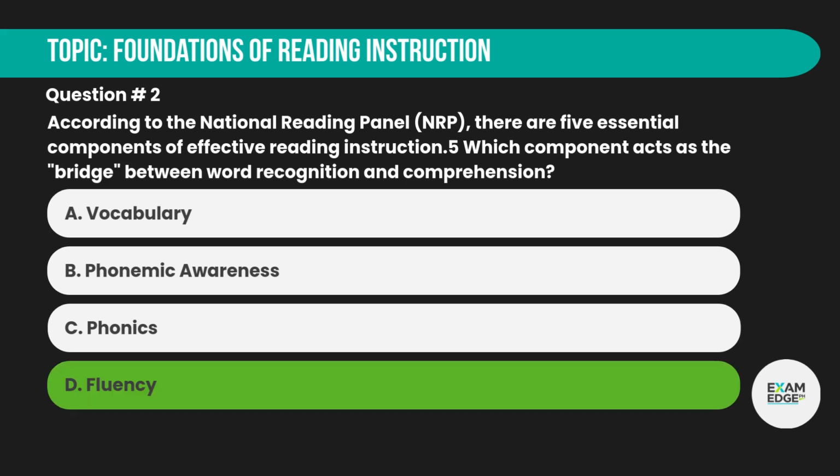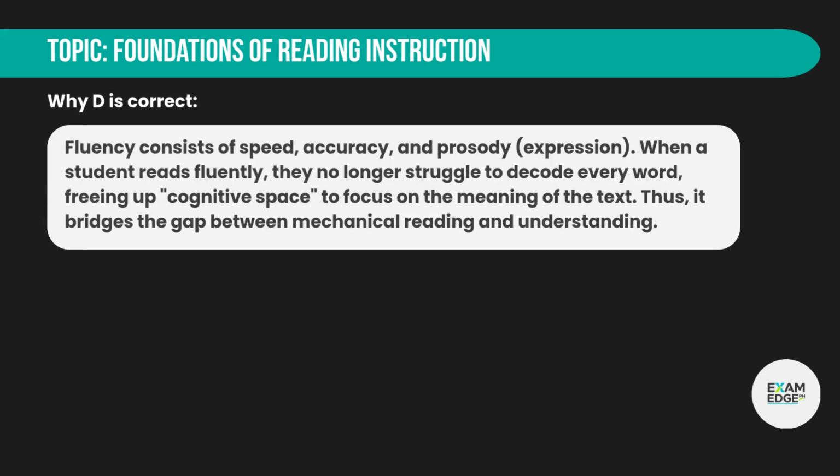Correct answer: D. Fluency. Why D is correct? Fluency consists of speed, accuracy, and prosody, expression. When a student reads fluently, they no longer struggle to decode every word, freeing up cognitive space to focus on the meaning of the text. Thus, it bridges the gap between mechanical reading and understanding.